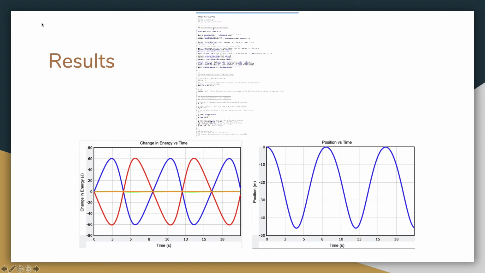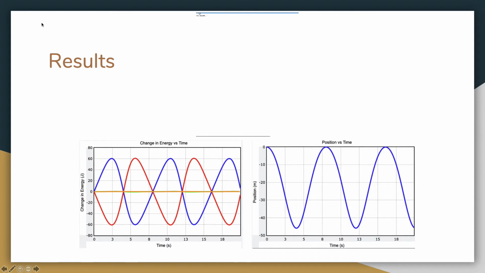This slide shows the result of the modeled motion of the rope swing and the change in energy / position graphs. The blue is the change in KE, red the change in PE, yellow the overall change, and green the change in spring potential energy. As we can see, the overall change in energy is 0 because the yellow line is flat, and as KE increases, PE decreases, and the reverse is also true.